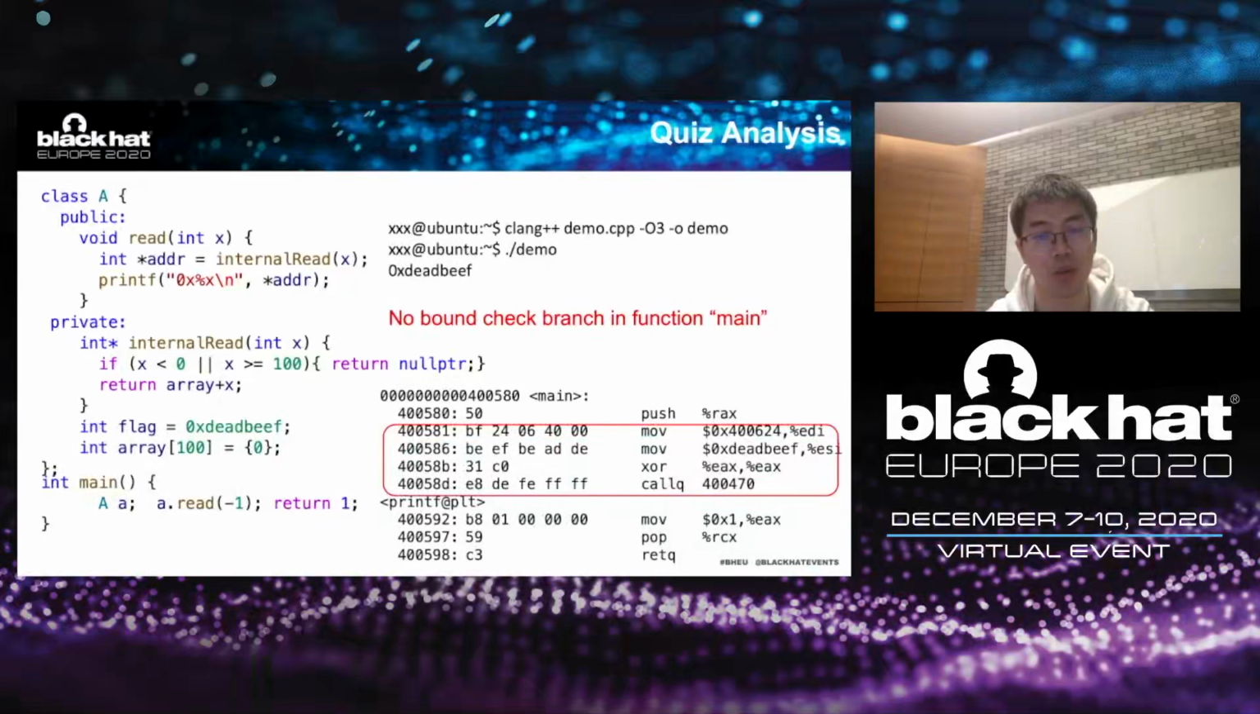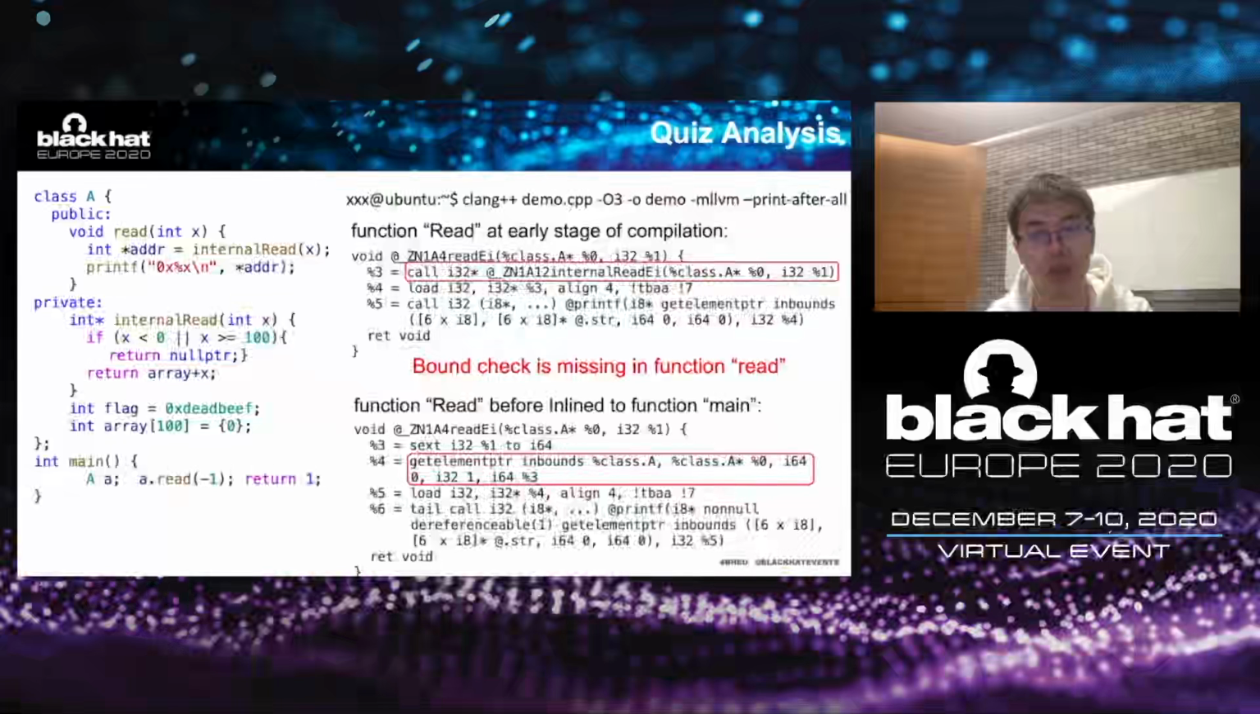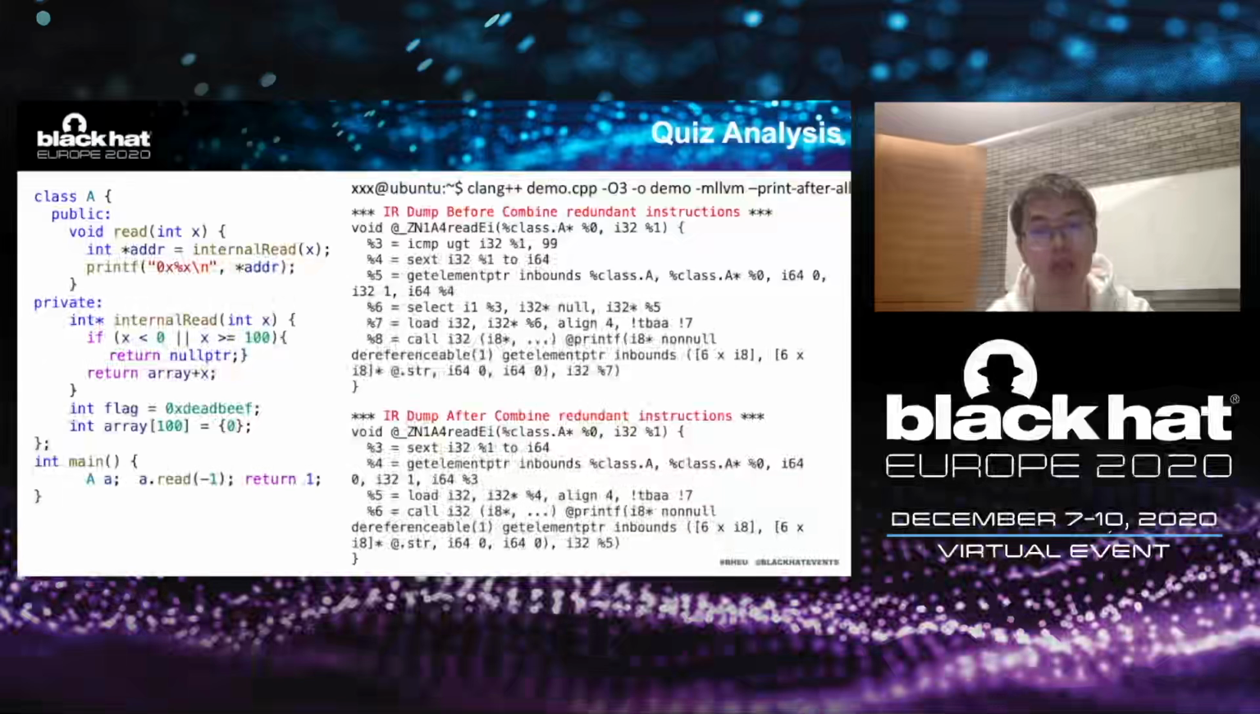The out-of-bound read value has already been fetched. We are still very confused about what happened. We dump the LLVM intermediate representations to take a deep look. We found that the bound checking instruction is missing in function read even before it is inlined to function main. So we should focus on function read.